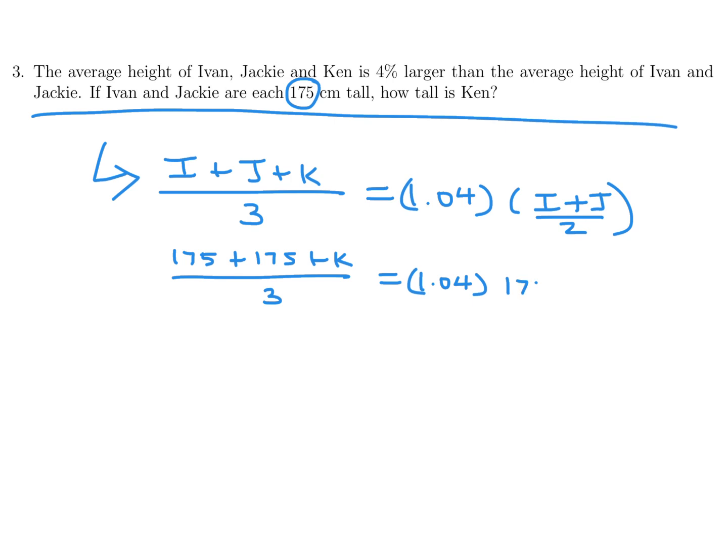Let me just write this properly. 175 plus 175 and divided by 2. Okay, well, I'm sure you can do this. And when you do, you will get k equal to 1.96. Actually, I don't know. I keep doing that. For some reason, I'm more comfortable with meters. But I guess it's 196 centimeters, regardless of how you write it.